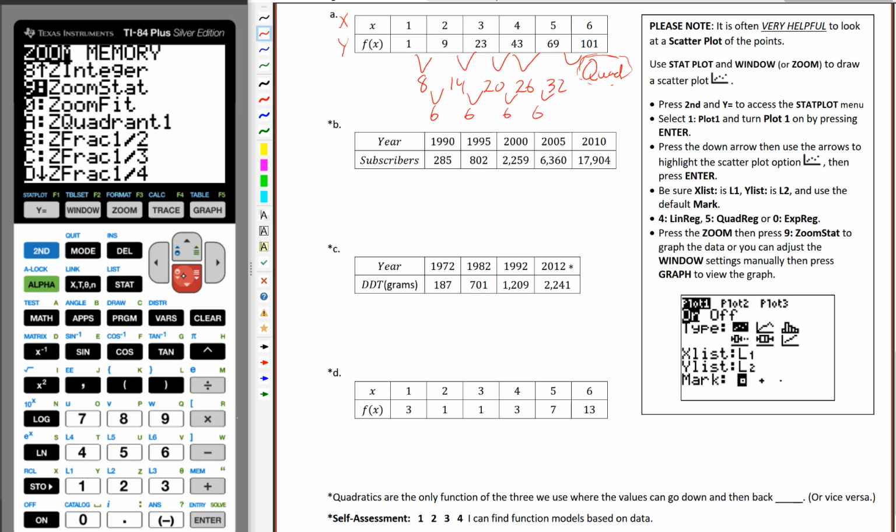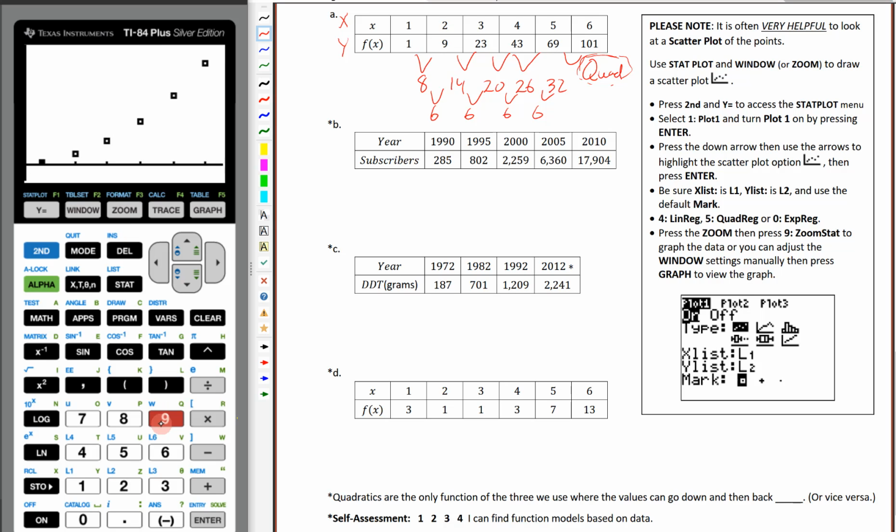It's actually number 9. Okay, it's zoom stat. So if I hit the zoom button and then the number 9, there it is. It looks something like this. Now, this could be quadratic. Maybe we don't see the other side of the parabola. That looks like it could be exponential. I don't think it's linear because we've got that nice bend to it.